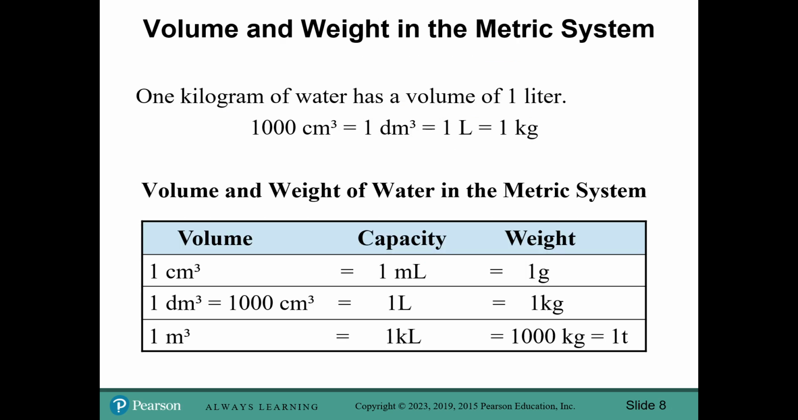1 kilogram of water has a volume of 1 liter. So 1,000 centimeters cubed equals 1 decimeter cubed equals 1 liter equals 1 kilogram. There it is. So volume and weight of water in the metric system: 1 centimeter cubed equals 1 milliliter equals 1 gram. 1 decimeter cubed equals 1,000 centimeters cubed equals 1 liter equals 1 kilogram. 1 meter cubed equals 1 kiloliter equals 1,000 kilograms, which is 1 ton.